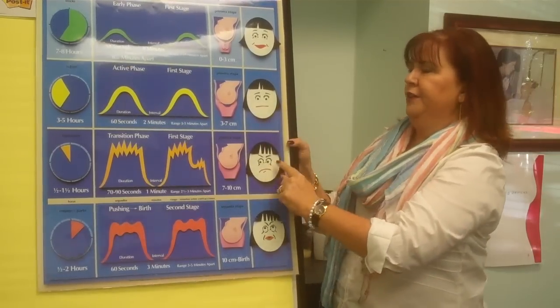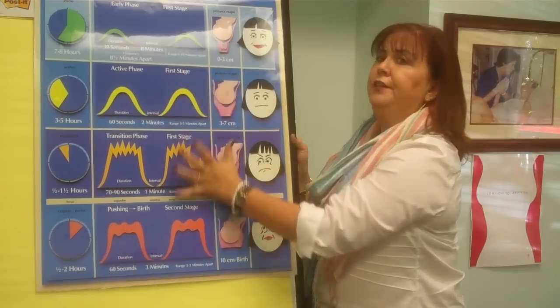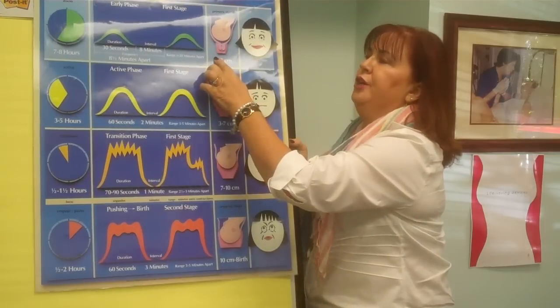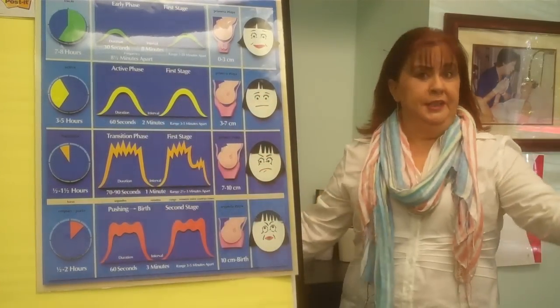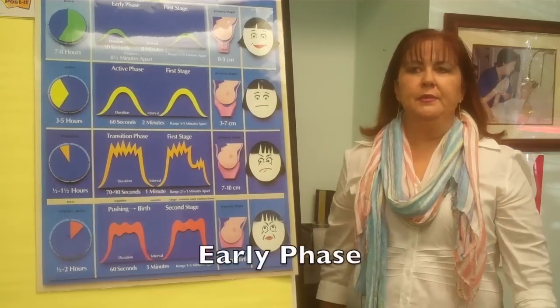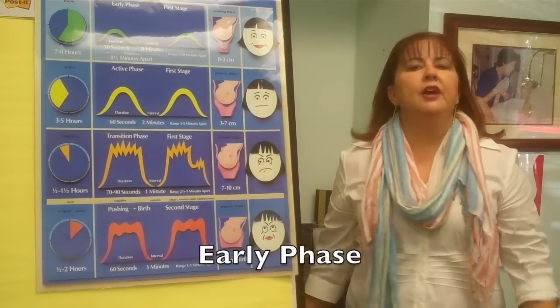this face, and this face. So I just talk briefly about this first. I'm not talking about how to time contractions. I'm talking about early phase, active phase, transition phase. So let's get started. Early phase, the place where they're smelling like this. So how does it look?